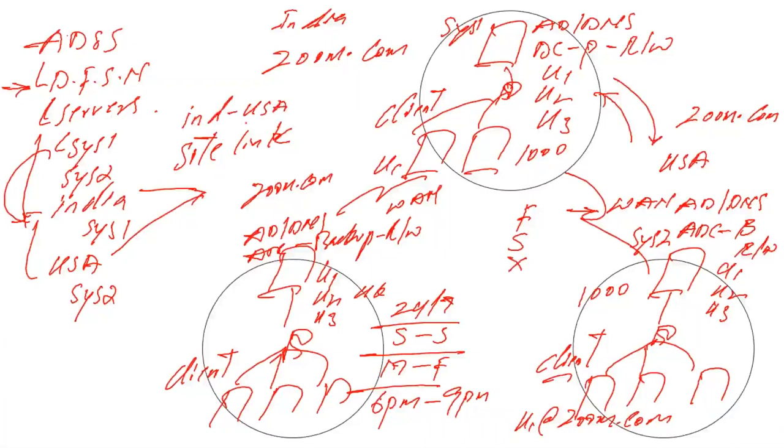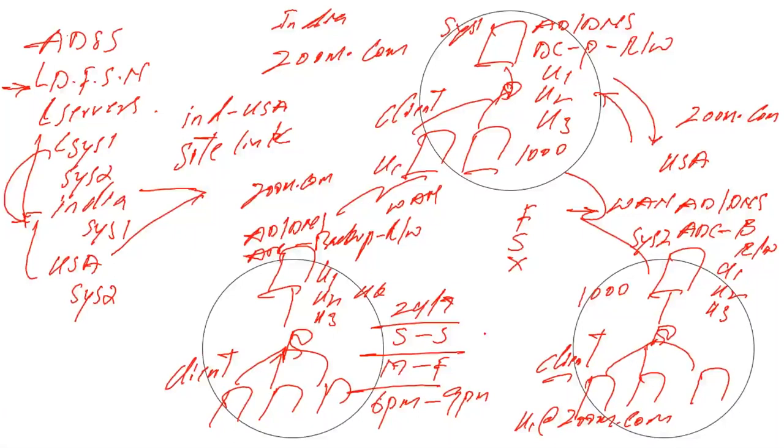India-USA, right? But once you create the site link, your site link replication is like this, 24/7, Sunday to Saturday. Now I don't want this one. I want to change my schedule. Now we can change the schedule from Monday to Friday, 6 p.m. to 9 p.m. So Monday to Friday, 6 to 9 p.m. So now my replication will start only from Monday to Friday.